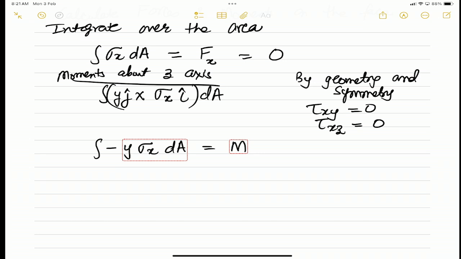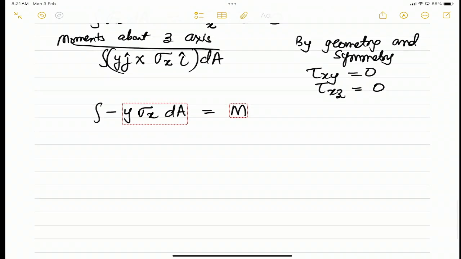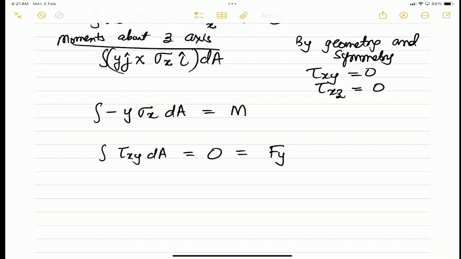And integral tau xy dA obviously will be 0.